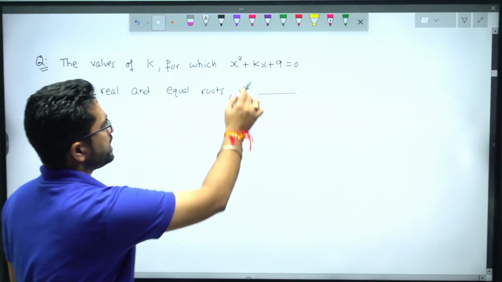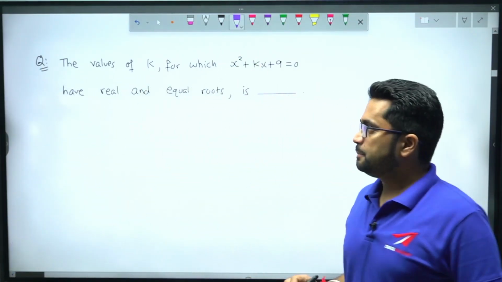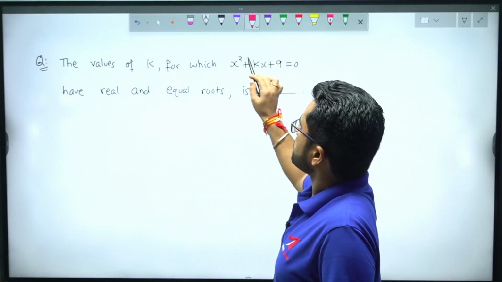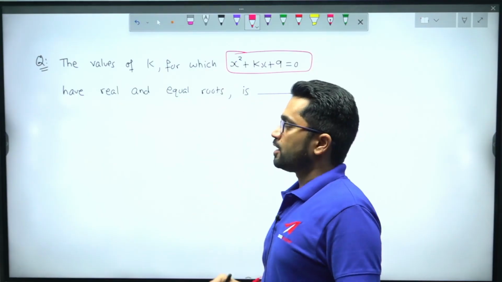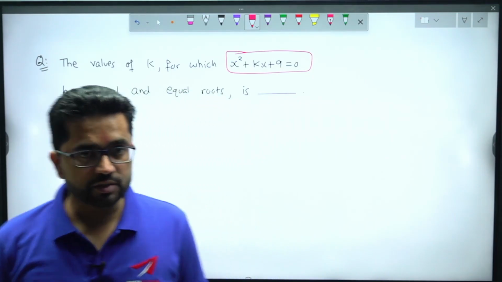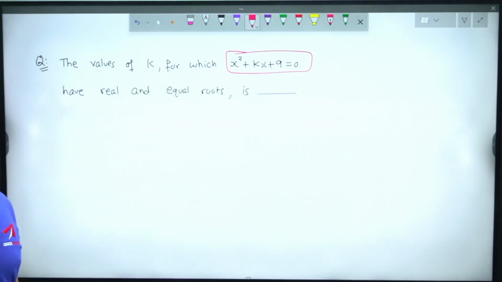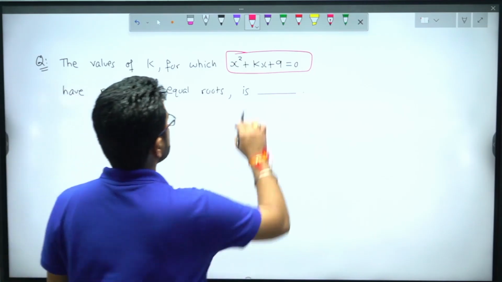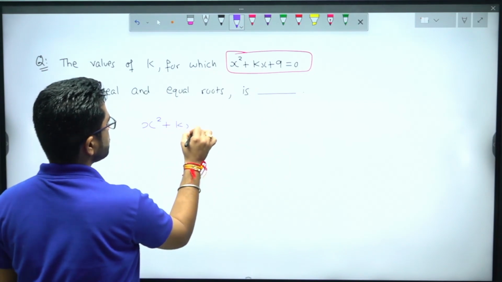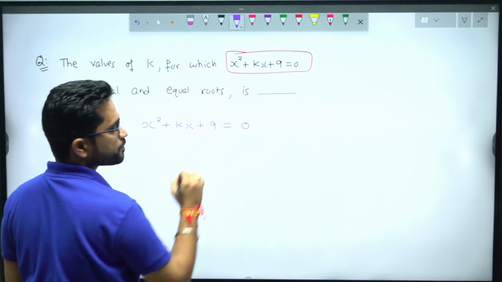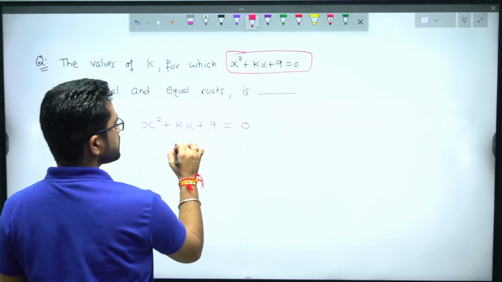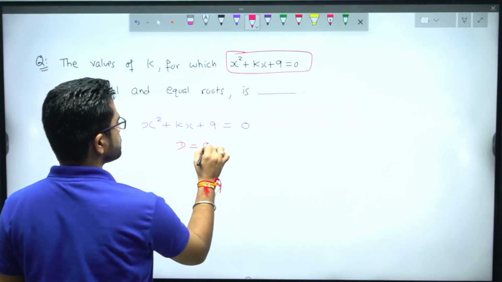Let's have the first very basic question, guys. It simply says, tell me the values of k for which this particular quadratic equation will have real and equal roots. So guys, the quadratic is x square plus kx plus 9 equals 0. Now this is having real and equal roots. So what was the condition? The discriminant is supposed to be 0.